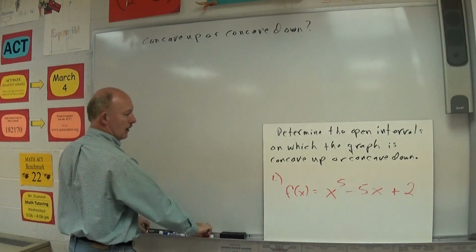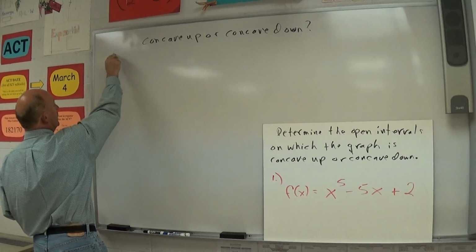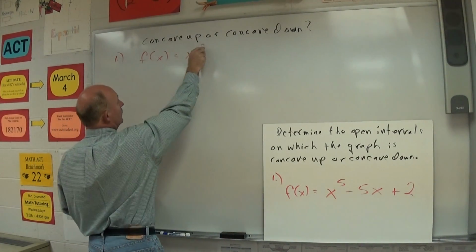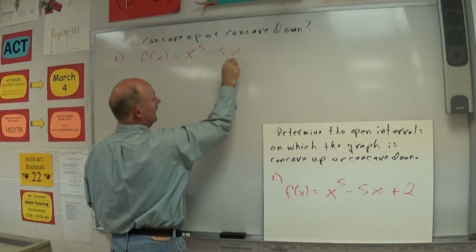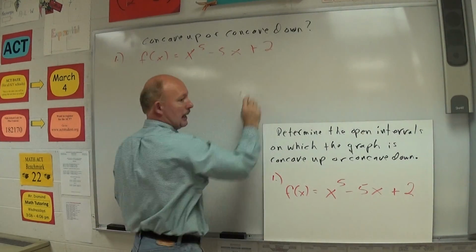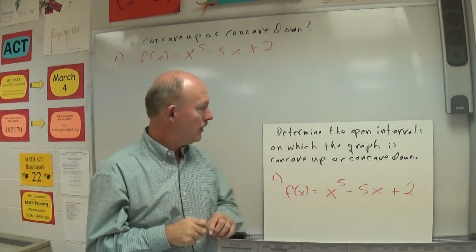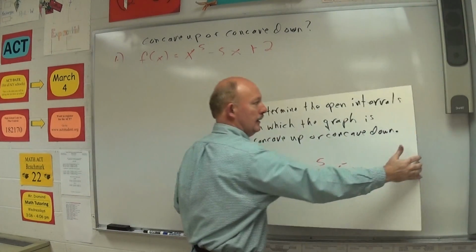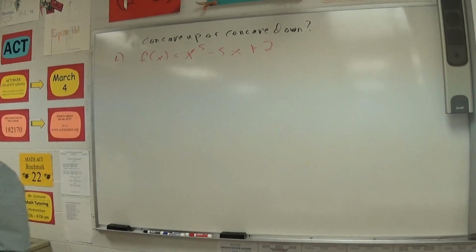Now our function, and this is problem number 1, is f of x equals x to the 5th minus 5x plus 2. All right, now I'm going to take this down, to give me a little bit more room to work.